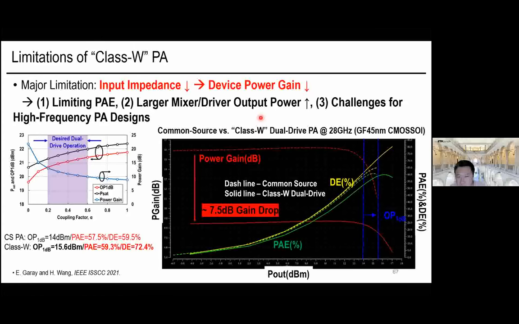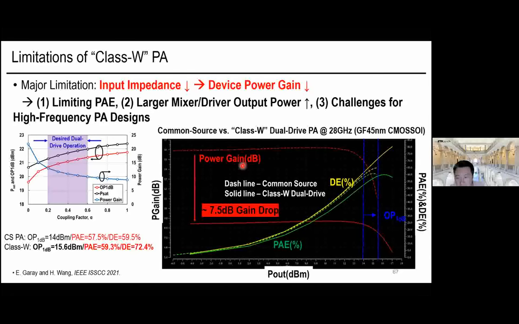So as an apple to apple comparison, we look at the common source PA versus the class W dual drive PA at 28 gigahertz using GlobalFoundries 45 nanometer CMOS SOI process. It's shown here on the right. So this is only the PA device core simulation, right? With all the passives being lossless so that we can have really the true apple to apple comparison.